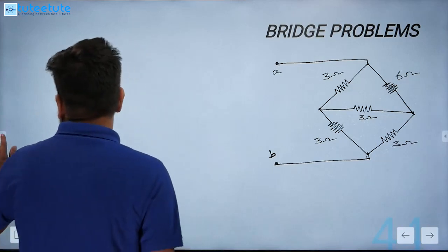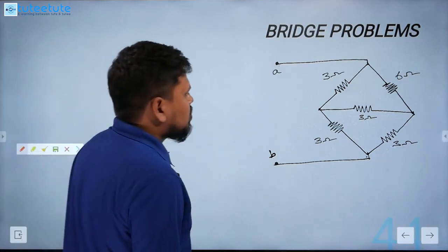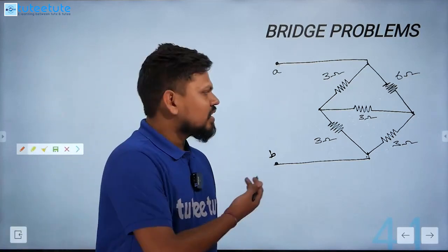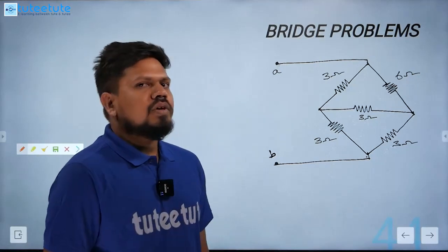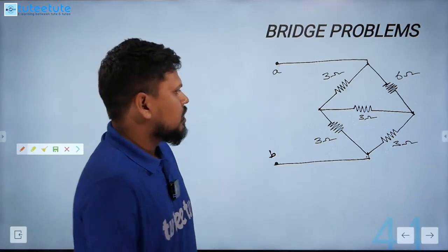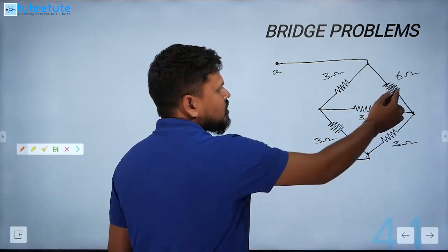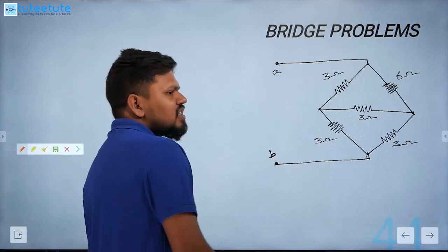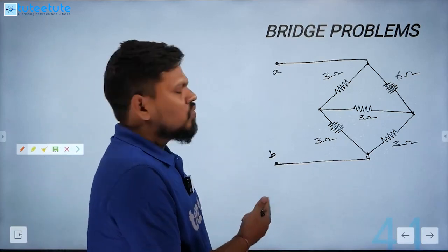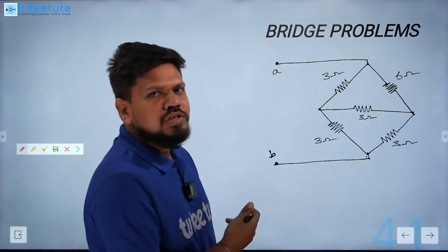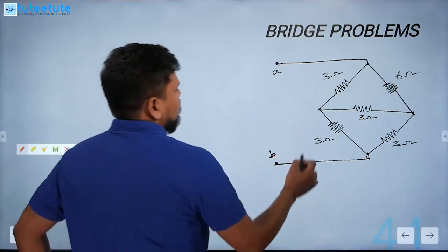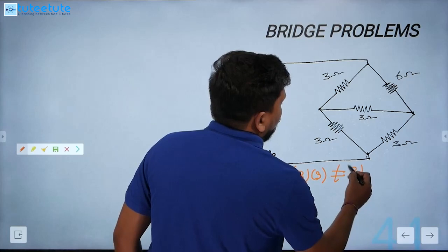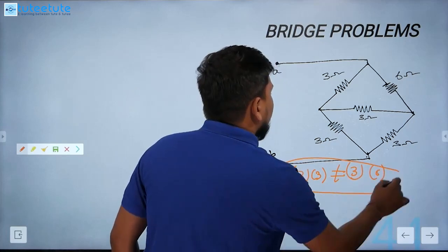So this is the final model I have given. Now tell me, is this a bridge or not? We have seen many things, right? So directly we can see and tell this is a bridge network. Now tell me, is this balanced or unbalanced? 3 into 3 is 9, 3 into 6 is 18. 9 equal to 18, possible? Not at all possible, right? So 3 into 3 is not equal to 3 into 6. So it is an unbalanced bridge.